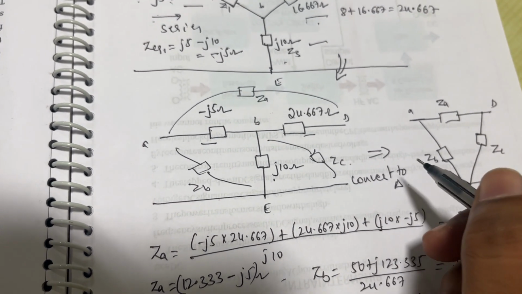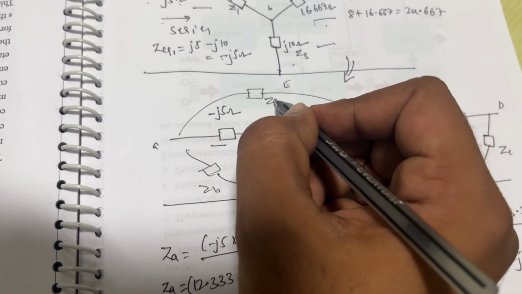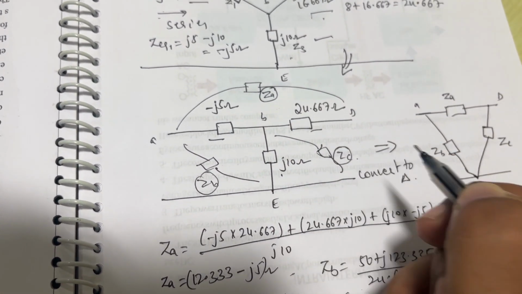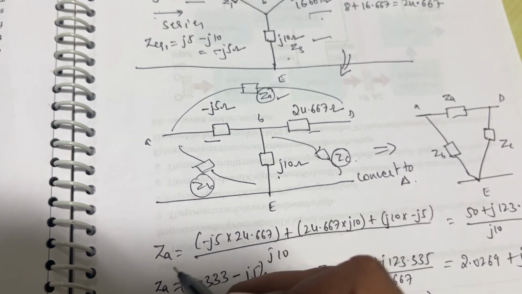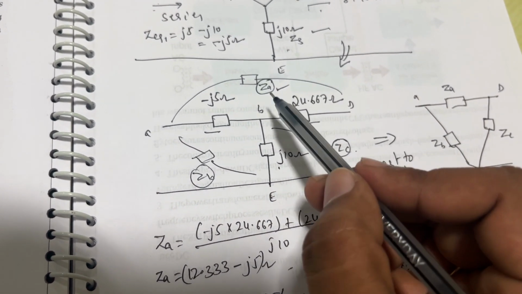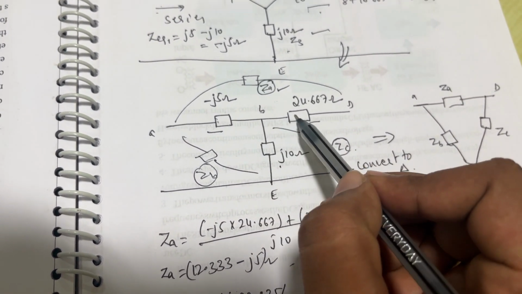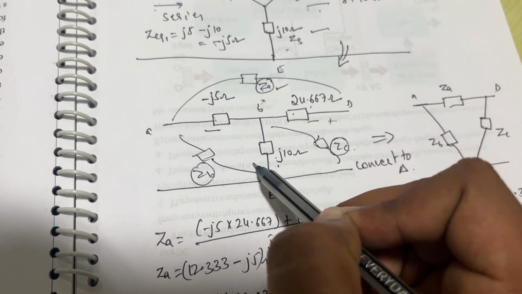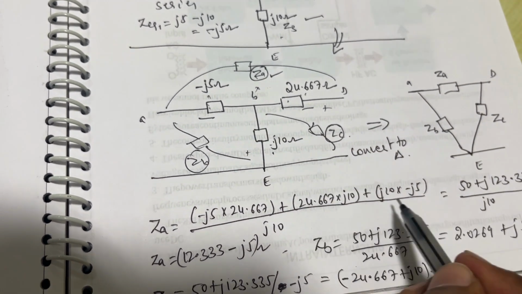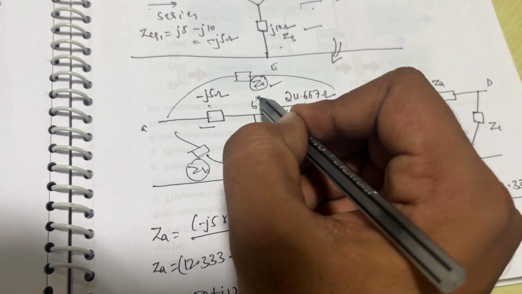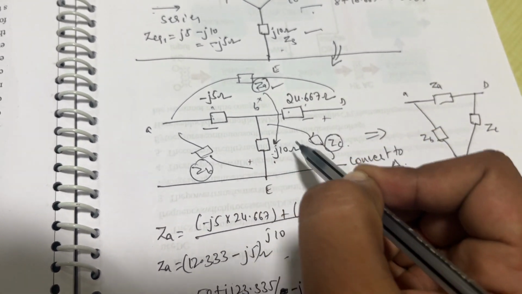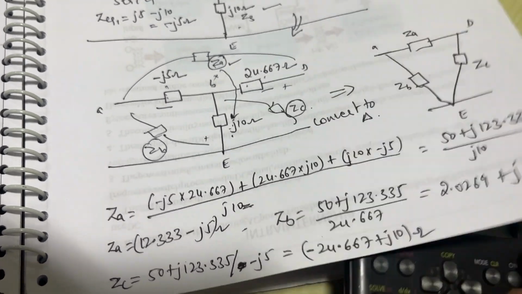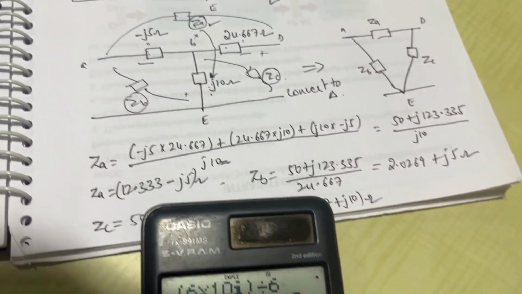So now convert this star connected network into delta, that is in the form of ZA, ZB, ZC. So ZA, how can you write? ZA is j5 into 24.667 plus 24.667 into j10 plus j10 into minus j5. When converting star to delta, the numerator has the same value, only the denominator changes. So calculate the numerator first.